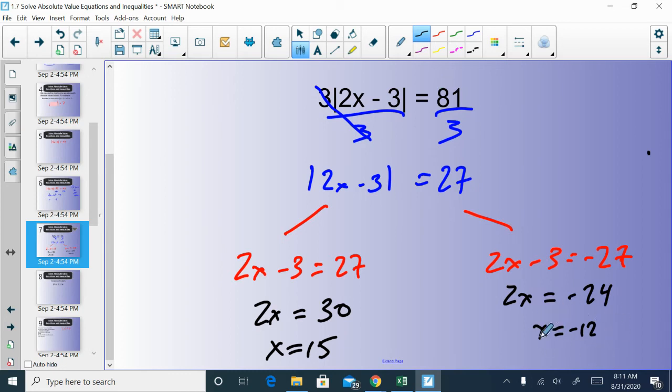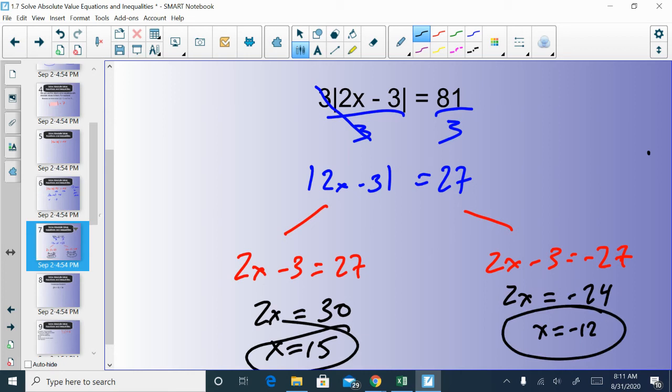The other answer I came up with is negative 12. 2 times negative 12 is negative 24, and negative 24 minus 3 is negative 27. When I take the absolute value of negative 27, that actually gives me positive 27, and 27 times 3 is 81. So both answers work, and I need to include both of them, circle them, do whatever, because the next problem is going to have a kind of a difference here.